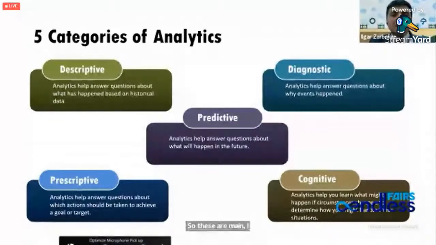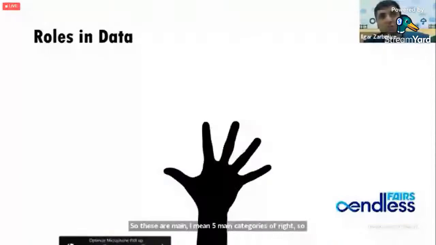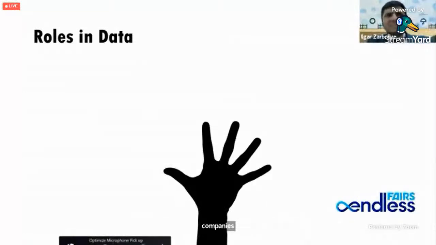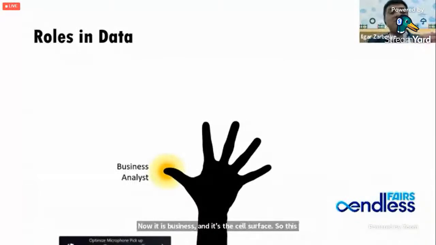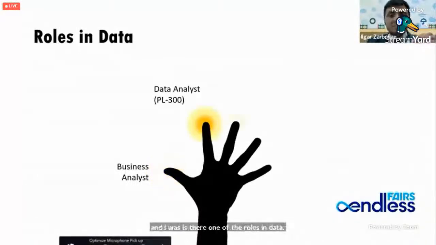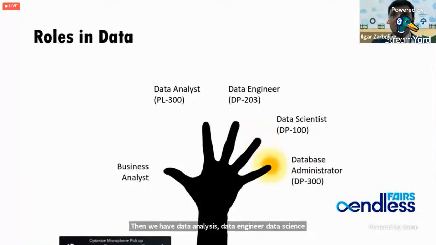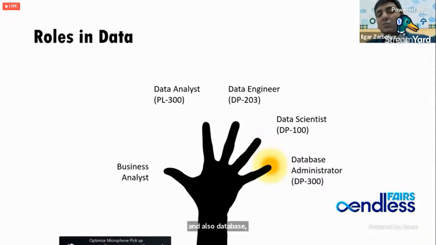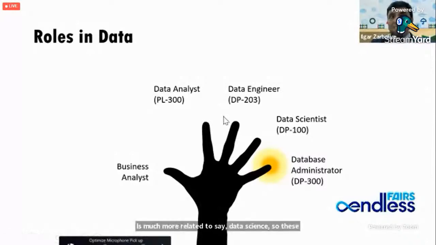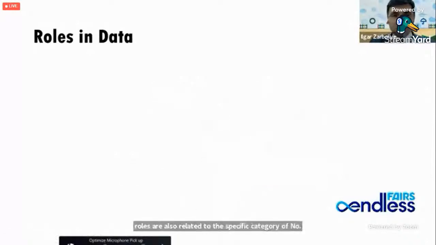So let's talk a little bit about the roles. We mentioned that in 2022, Monster says that 96% of Indian companies open positions like data analytics, business analytics, and so on and so forth. So business analyst is one of the roles in data. Then we have data analyst, data engineer, data scientist, and also database administrator. For example, cognitive analytics is much more related to data science. So these roles are also related to specific categories of analytics.